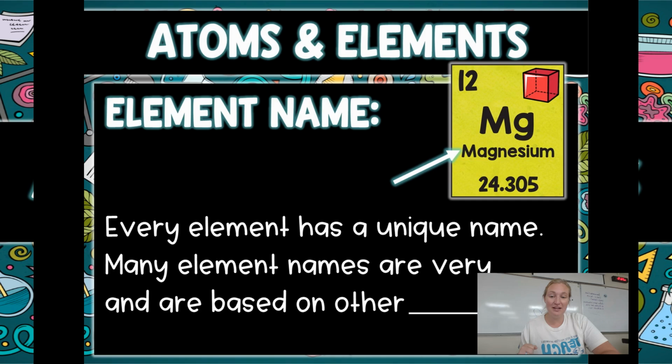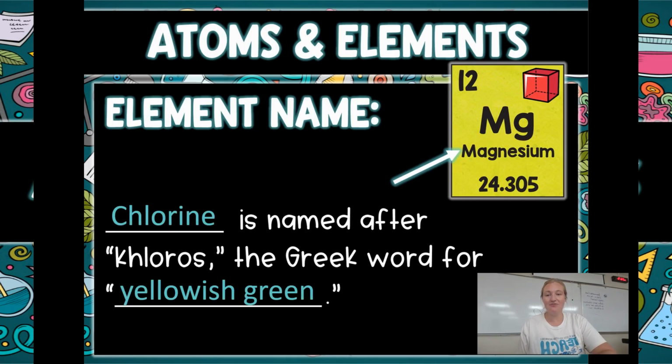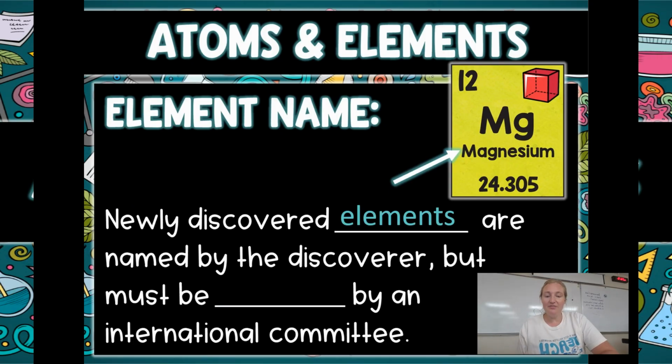Element name, that's pretty self-explanatory. Every element has a name. Many element names are very old and are based on other languages. Some of the newer elements, the ones that end in like -ium, a lot of times are named after someone. Chlorine is named after chloros, the Greek word for yellowish green. A lot of these element names come from something, even if it doesn't make sense in English. Newly discovered elements are named by the discoverer, but they also must be approved by an international committee. A lot of times these new elements are used to honor people, like Einsteinium was named in honor of Einstein.